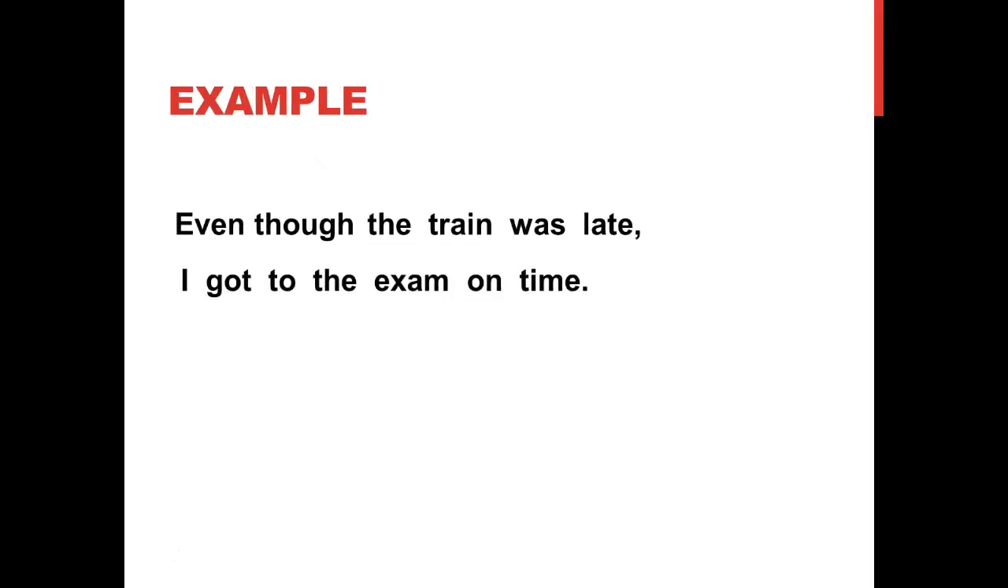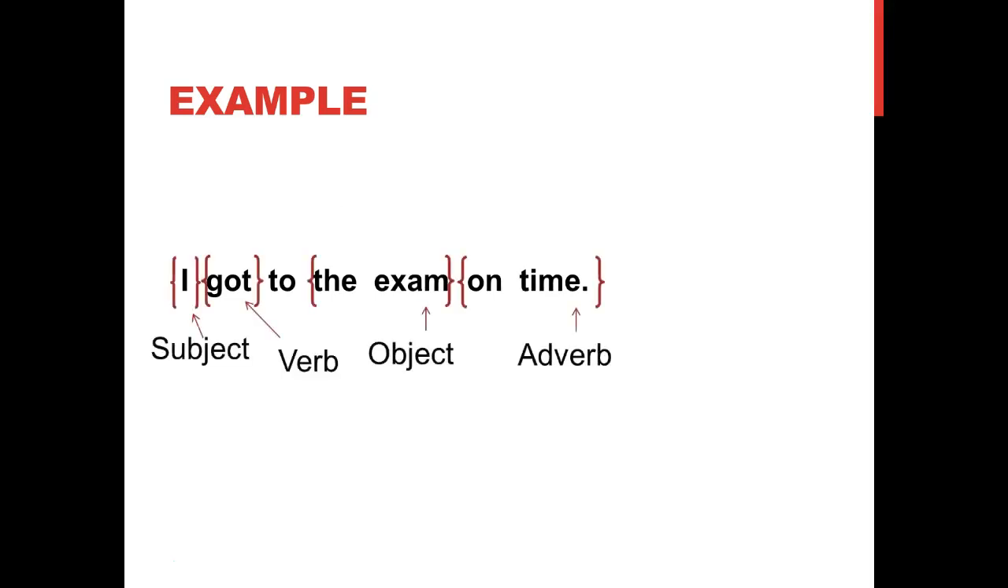So, even though the train was late, I got to the exam on time. We can see that we've got a fully functioning sentence on the bottom here, I being the subject, got or getting there is the verb, object is the exam, and they've even added an adverb in to add that bit of detail to that sentence. So there's a full independent clause there functioning.